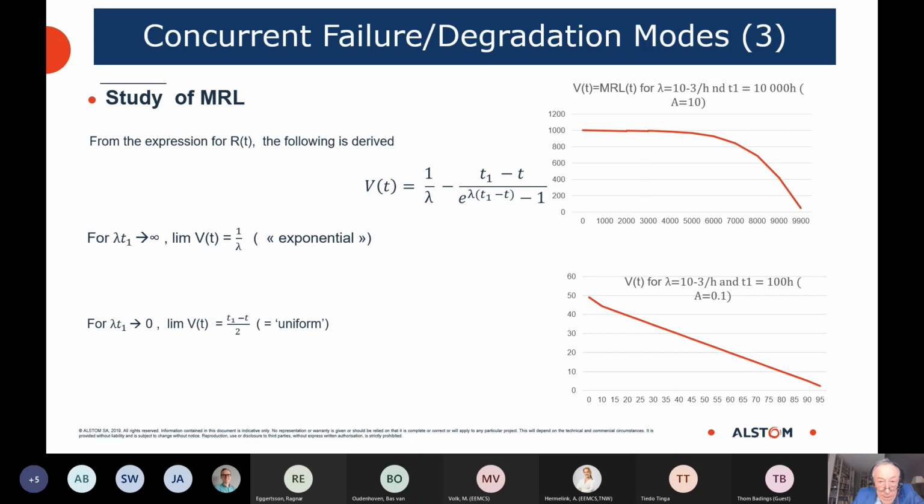This is in the case where the T1 final life is much smaller than 1 over lambda, and this is much larger, and this is a case where it is much smaller. So where it converges towards a uniform distribution. I would have expected that it would converge to a deterministic distribution, but there's still the element of random failures, which is still there, and this is what makes it uniform.